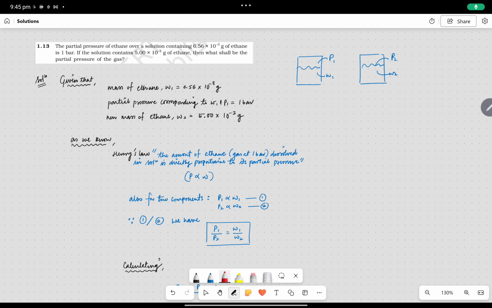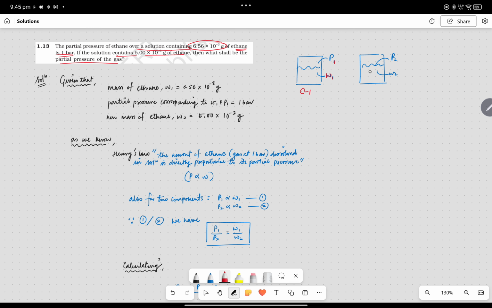So we have question number 1.13, and the question says that the partial pressure of ethane over a solution of 6.56 into 10 to the minus 3 gram of ethane is 1 bar. If the solution contains 5.00 into 10 to the minus 2 gram of ethane, then what shall be the partial pressure of the gas? So we have case 1 where there is a particular amount of solution in which solute is present and solvent is present. The solute is ethane and it has a partial pressure, that is pressure 1, because its weight is W1.